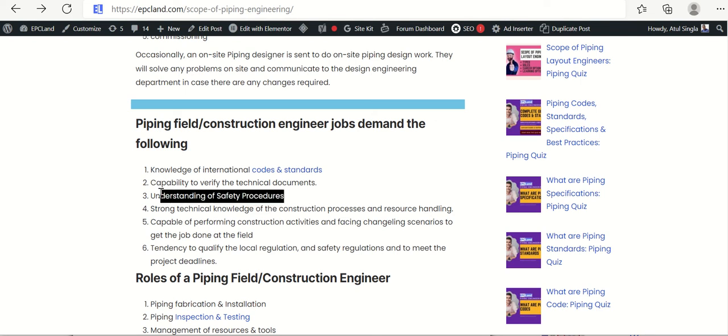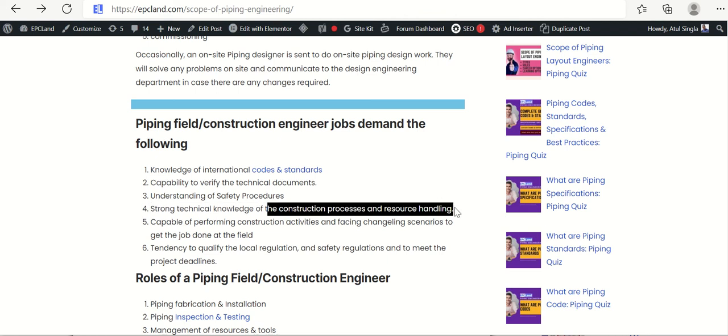So understanding the safety procedures, right? At site, safety is really very important. So along with the design activities, they have to be aware of safety procedures, so that they can communicate it to the site people. Strong technical knowledge of the construction processes and resource handling, right? Once you're at site, whether you are part of the design engineering team or not, you have to be very good in construction processes. You need to understand what is the sequence of construction processes, right?